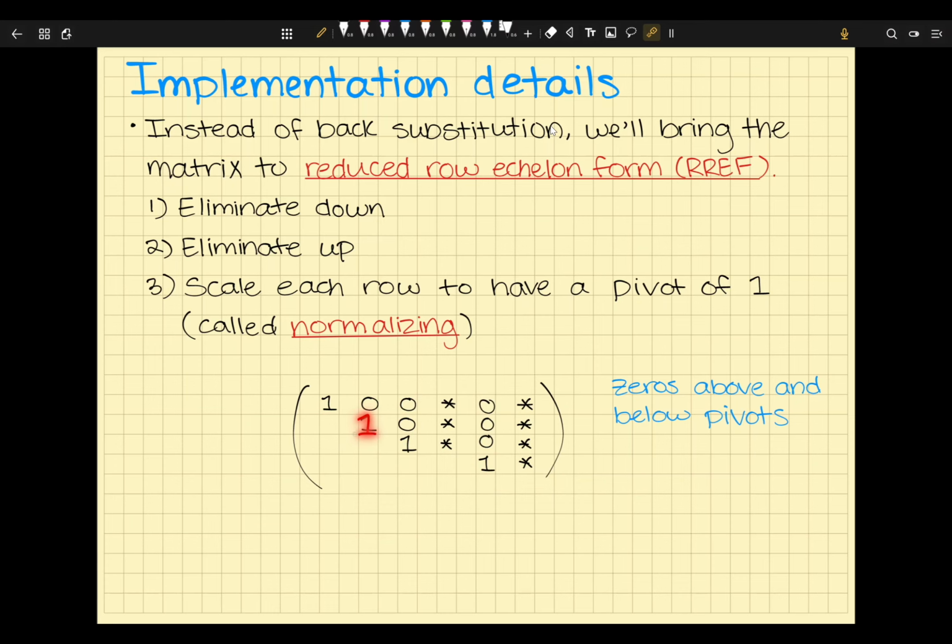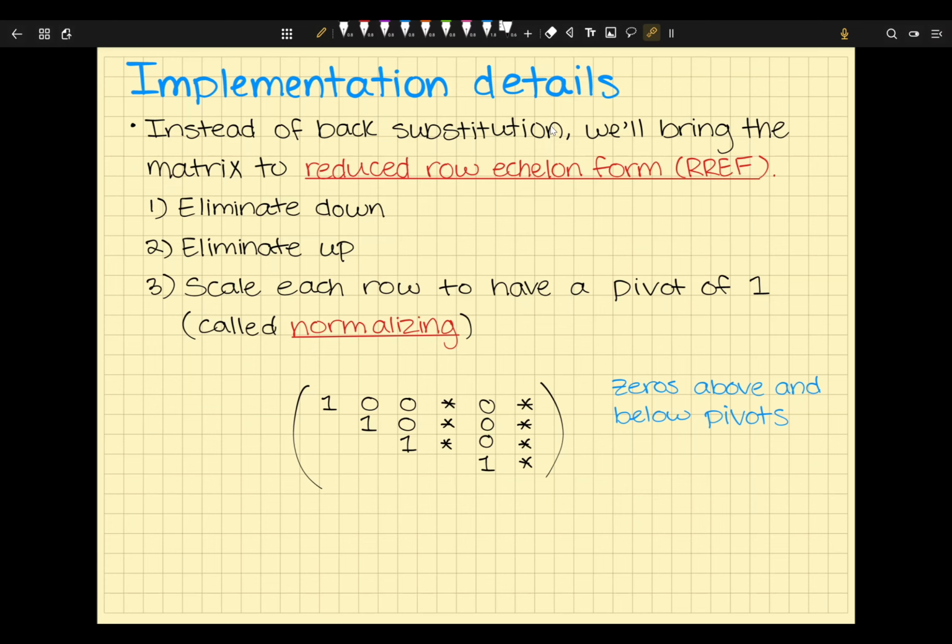So this pivot here, it's zeros above and below. This pivot here has zeros, this pivot has zeros. And what's more is that each of the pivots is 1. To do this, you finish your row reduction, and then you can just rescale each row so that the pivot is 1. We call this reduced row echelon form.